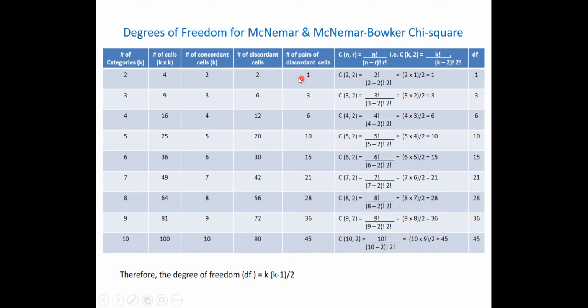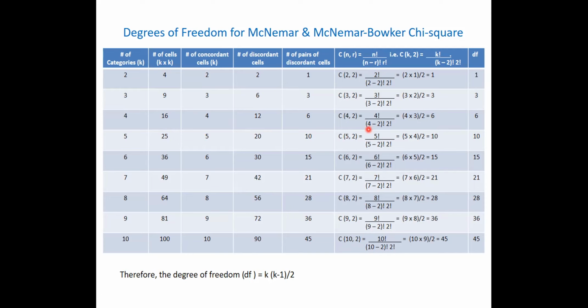The pair of discordant is just 1. But when you are having 3, the example we are showing now, the number of categories will be 3. If there are 4 categories, it will be 6. If you have A, B, C, D, how many ways can you pair them? It is 6 ways: A and B, A and C, A and D, B and C, B and D, C and D. Can you see 6 of them?